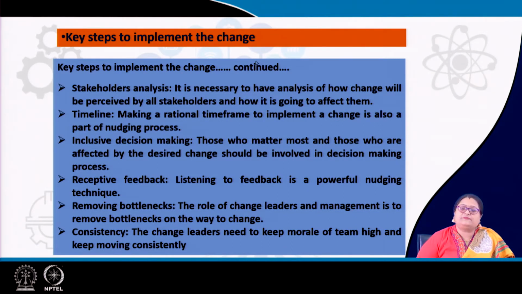Removing bottlenecks. The role of the change leaders and management is to remove the bottlenecks on the way to change. Consistency. The change leaders need to keep the morale of the team high and keep on moving consistently.